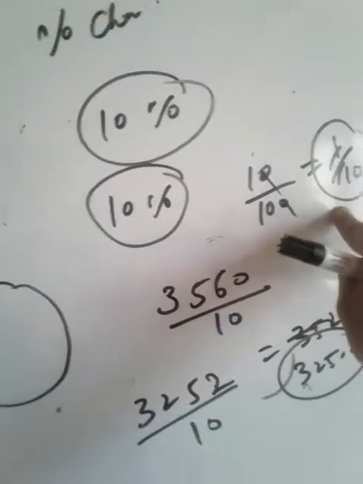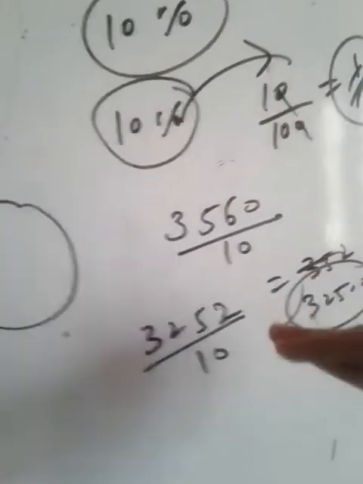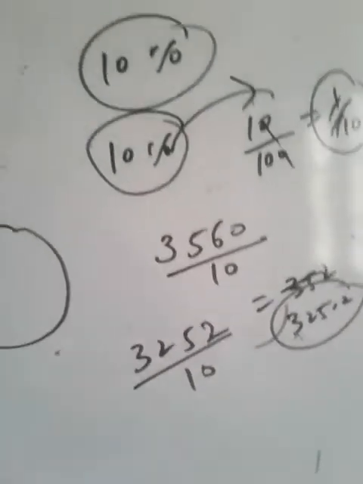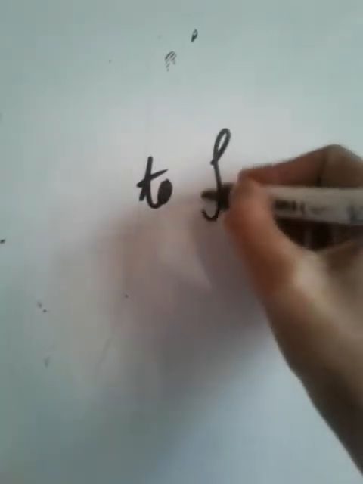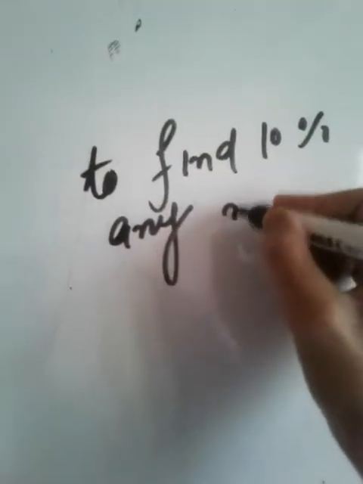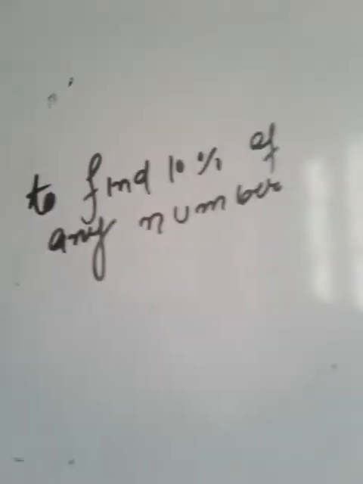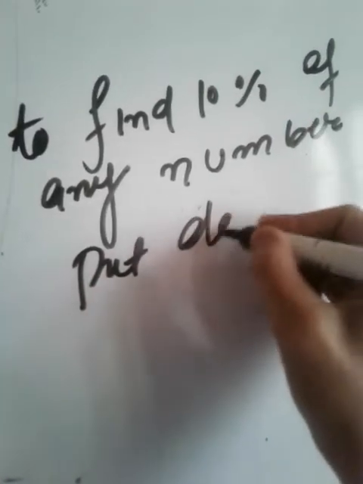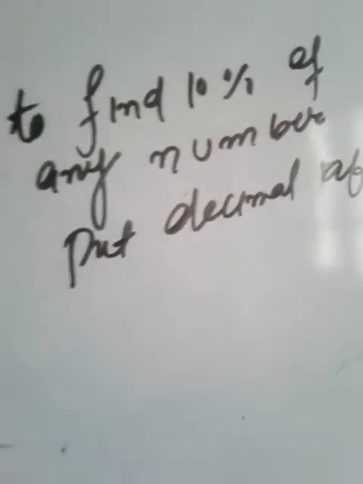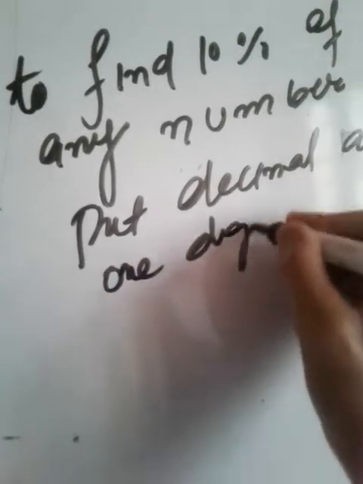The same logic applies here. To find 10%, just put the decimal mark from the right side after one digit. I will write this statement in words, and you can note it down properly. It will help you in learning. To find 10% of any number, put the decimal point after one digit from the right.